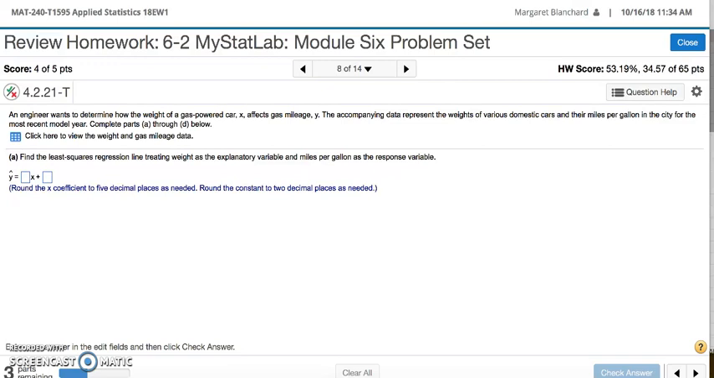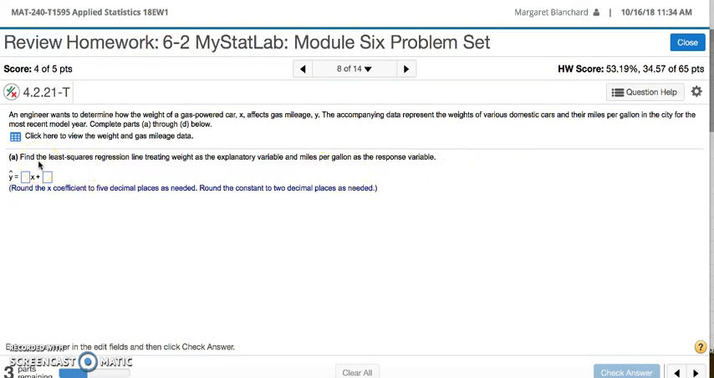An engineer wants to determine how the weight of a gas-powered car, X, affects gas mileage, Y. The accompanying data represent the weights of various domestic cars and their miles per gallon in the city for the most recent model year. Complete parts A through D below.